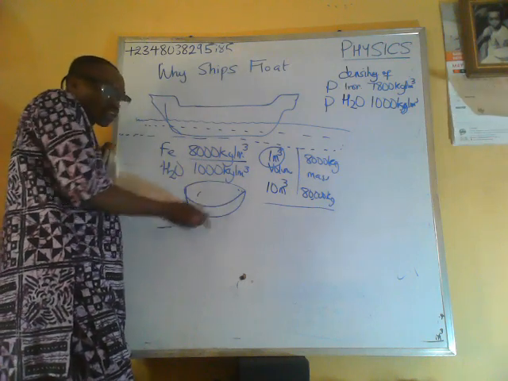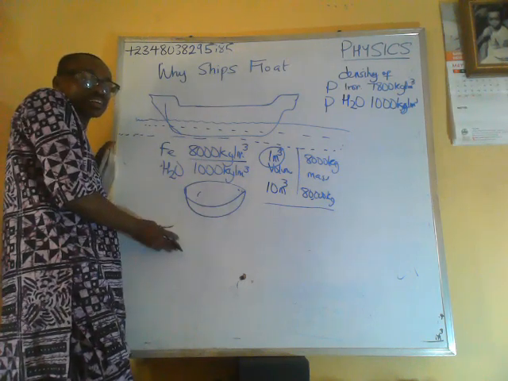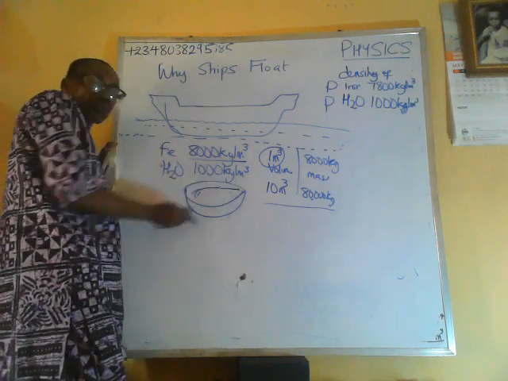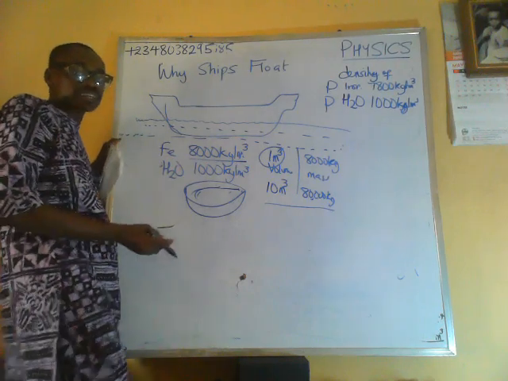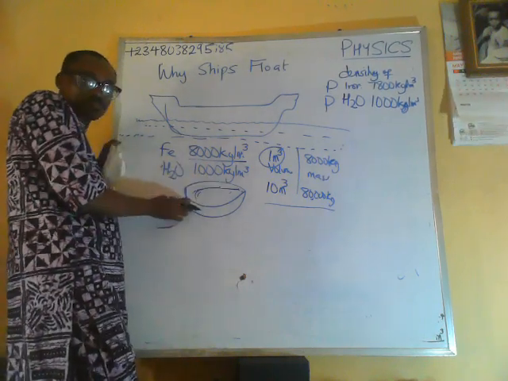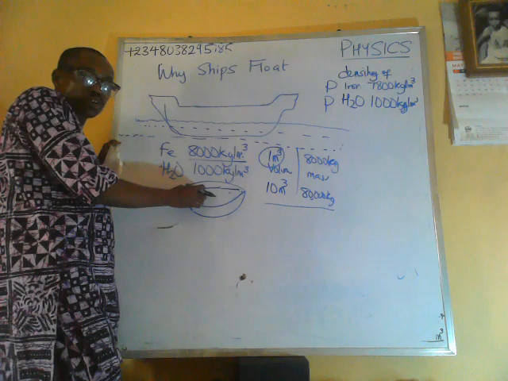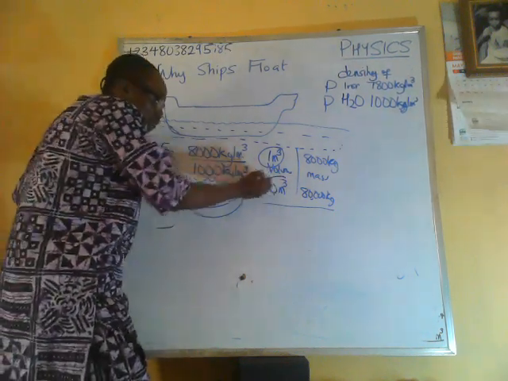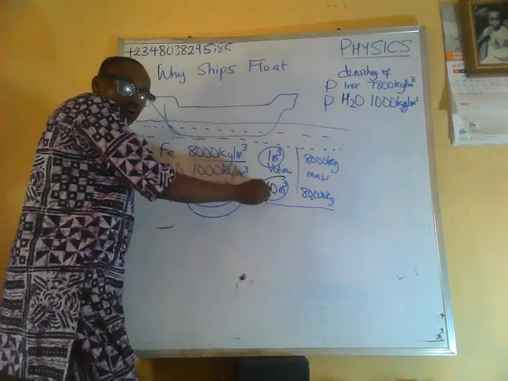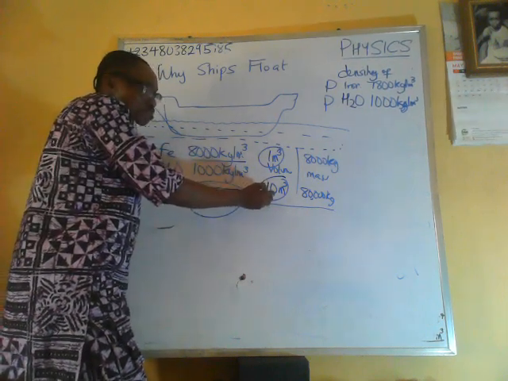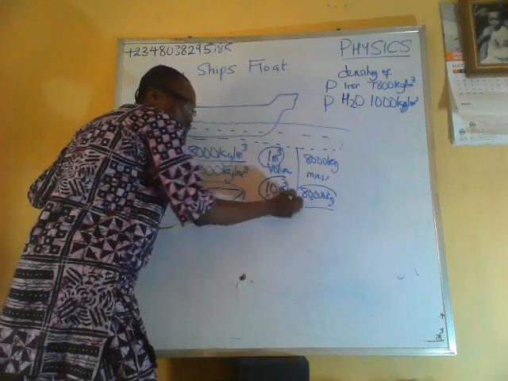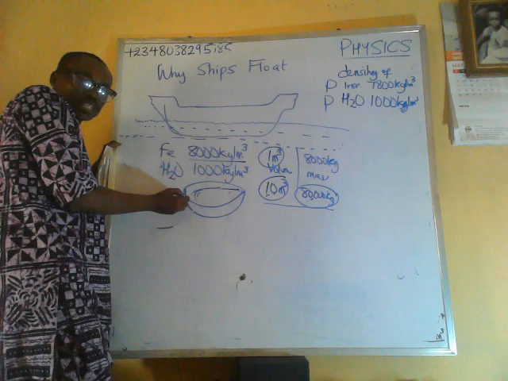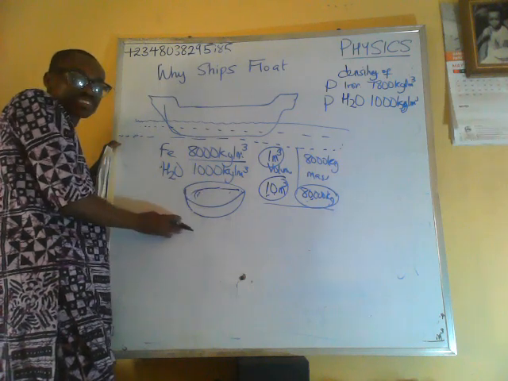Maybe the floor and all that is made of iron. But now there is a space here. This is hollow, a gap. Now at the end of the day, when you are not looking at the volume of this ship, the mass, we took 10 cubic meters of iron, whose mass was 80,000 kilogram, and we now use that to construct the ship.